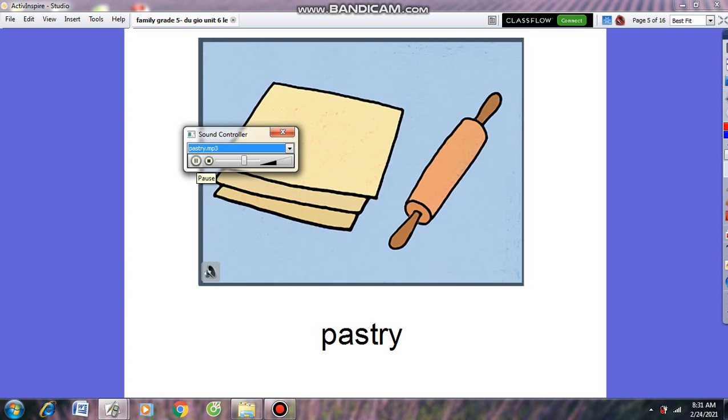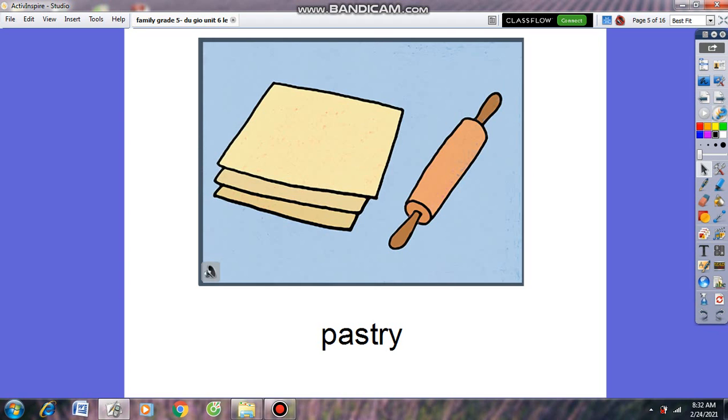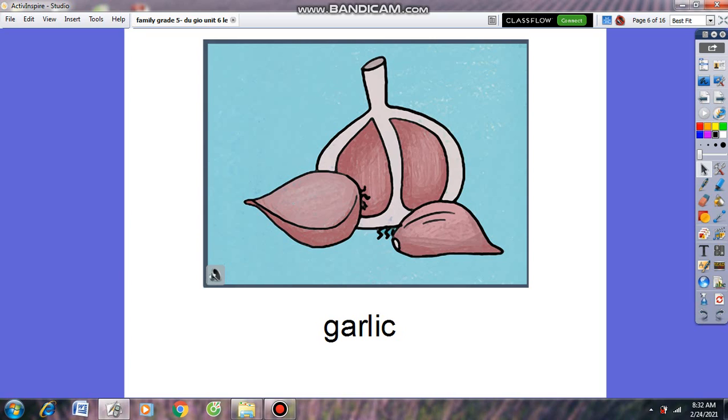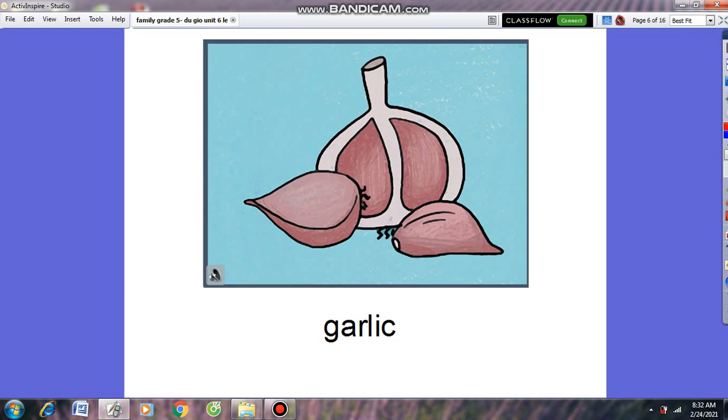Pastry. Okay, now listen and repeat. Pastry. Pastry. Okay. Very good. Now, next. Okay, very easy. What's this? Can you guess?